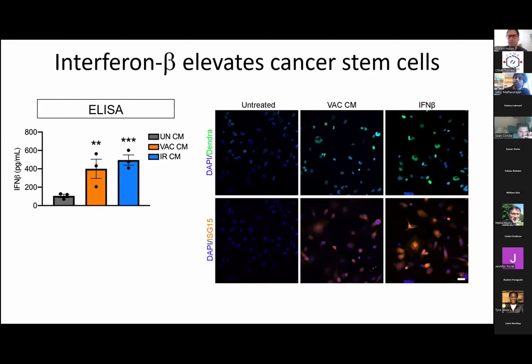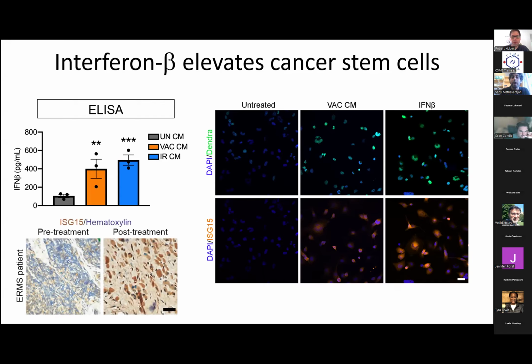And then if you just take interferon and throw it on cells, you'll see the other side of it, which is that the dendra signal is increased. So just adding interferon seems to be sufficient to promote a cancer stem cell signature, as well as the ISG15 signature, which is what you would expect.